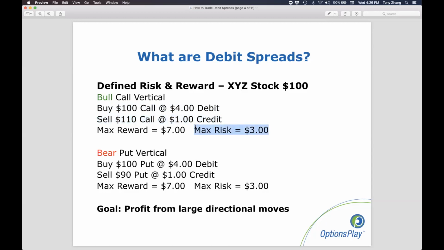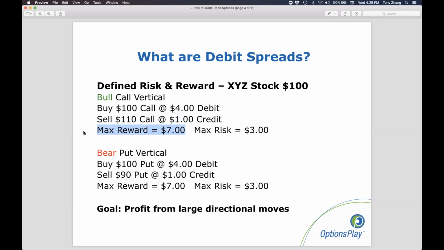However, what we're doing here is that our max reward now is no longer unlimited. It's going to be capped. And it's going to be the distance between the two strikes, which is the $100 call and the 110 call, minus the amount of money that we paid for the call, which is $3. So the max reward here is going to be $7 instead of unlimited.